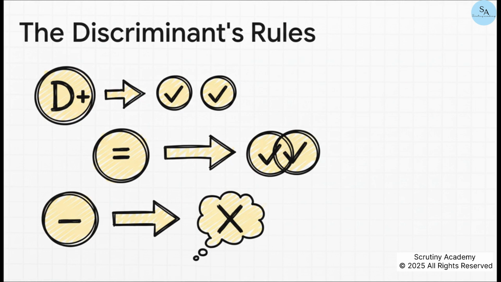If the discriminant is a positive number, you're going to get two different real answers. If it's exactly 0, you'll get two real answers that are actually identical, so basically one solution. And if the discriminant is negative, well, you can't take the square root of a negative number in the real number system, which just means there are no real solutions. This concept is a total favorite for exam questions, so make sure you know it.